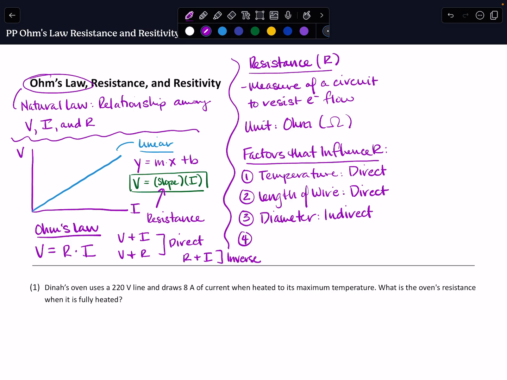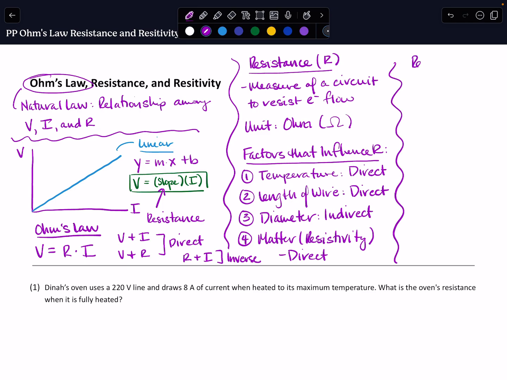And then the last one is the matter itself, which we call the resistivity. We're going to talk about that separately in just a second. This is also going to be a direct relationship. The higher something's resistivity is, the higher the resistance of that component or wire is going to be.